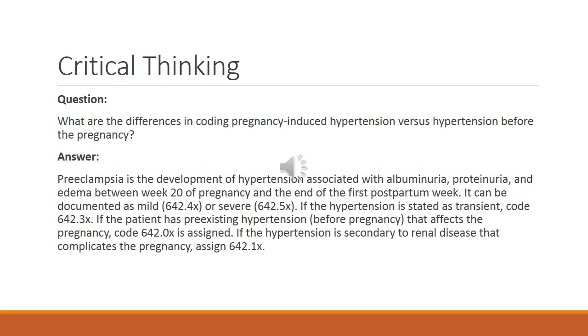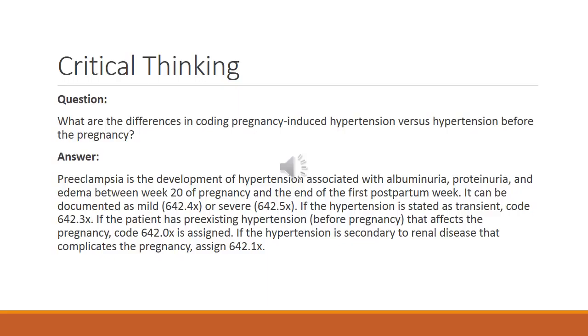And our next critical thinking question: what are the differences in coding pregnancy-induced hypertension versus hypertension before the pregnancy? And our answer: preeclampsia is the development of hypertension associated with albuminuria, proteinuria, and edema between week 20 of pregnancy and the end of the first postpartum week.